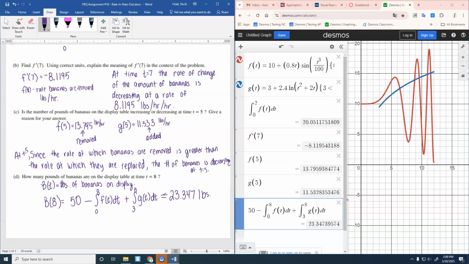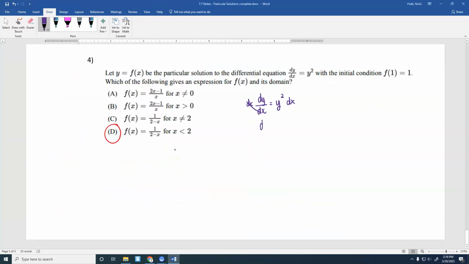Okay, are these starting to make a little more sense? Like, it's helping, hopefully, the others. Okay, so we got dy equals y squared dx. You'll need to divide by y squared.